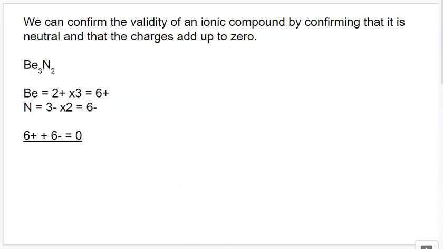We can also confirm that this was right based off of adding up the charges. We had 3 2 pluses, which will be 6 plus, and then 2 3 minuses, which will be 6 minus, and 6 plus 6 minus equals 0.